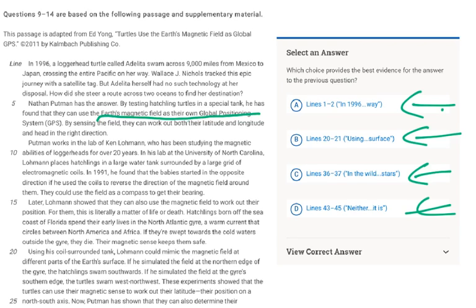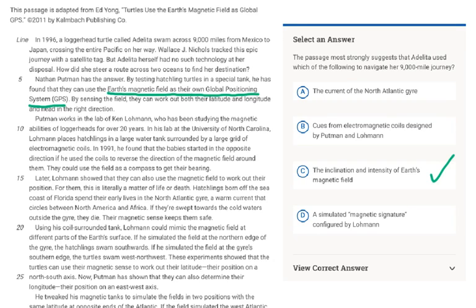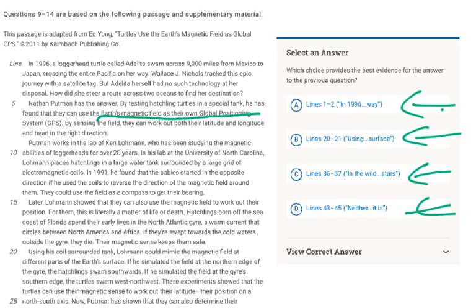So let's do that though. We know that the answer has something to do with the magnetic field. Now let's go through each of these and see what happens. I guess I'll just do this in blue. So it says lines 1 and 2. Lines 1 and 2 are right here.